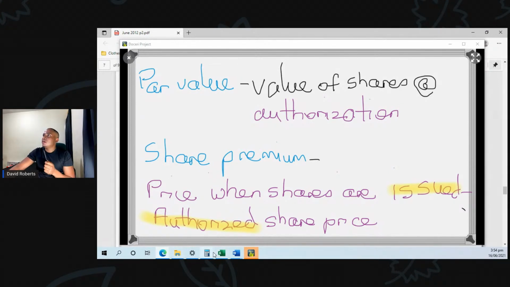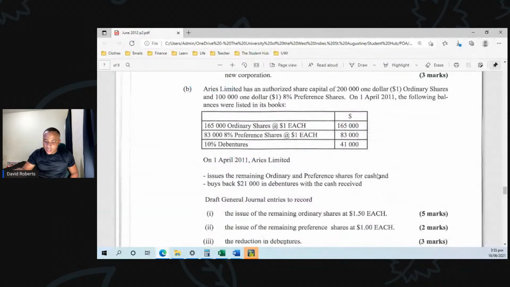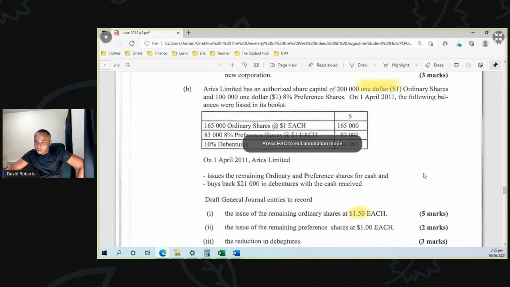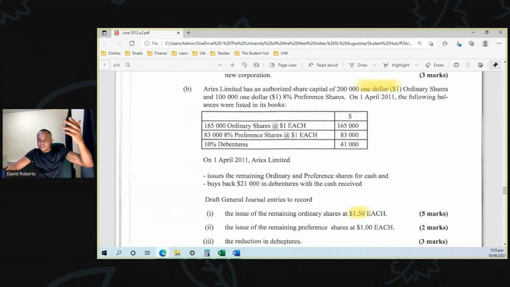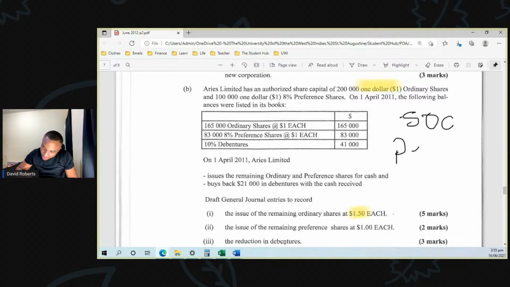So let's go back to the question and look for it. We see in the question that the ordinary shares were authorized at $1 per share. However, they are issued at $1.50. So what is the share premium? It's the rise in the price. It was $1 and now it's $1.50, so that means it would be 50 cents per share.